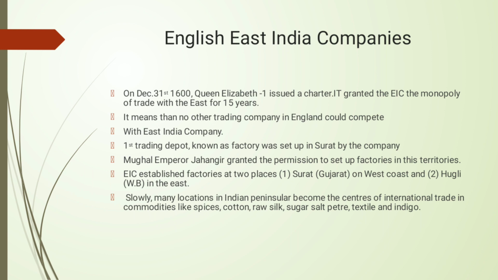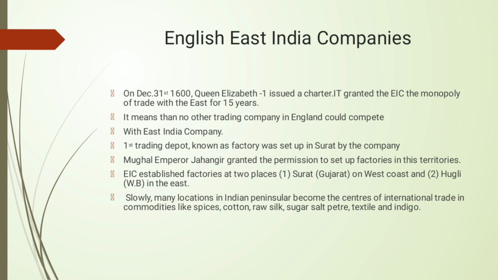Now, when they came over here in India, they first settled factories, and the first factory they set up was in Surat. Later on, the Mughal Emperor Jahangir, because in 1707, after the death of Aurangzeb, the power had declined, that we have already discussed. So Mughal Emperor Jahangir was there, who granted the permission to set up the factories in his territory.